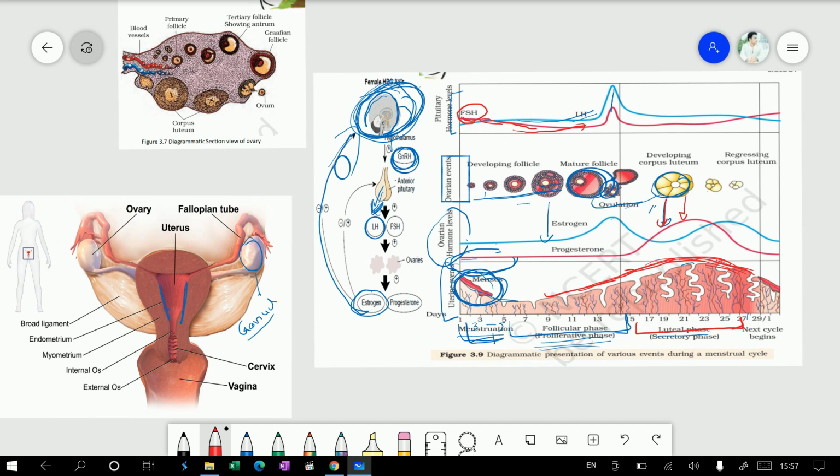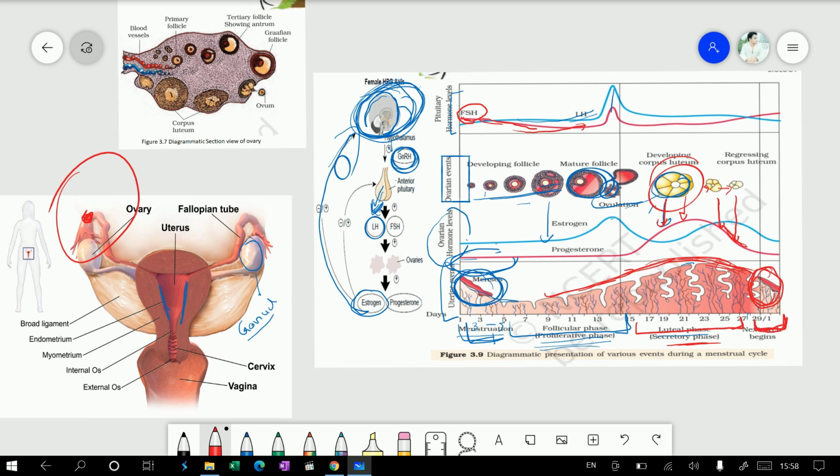But if there is no fertilization, this corpus luteum will degenerate, and because of the degeneration of this corpus luteum, it will lead to a low amount of progesterone, because the corpus luteum is the ultimate source of progesterone, that is why. And as this progesterone decreases, you can see here this uterine wall will no longer be nourished, because the amount of progesterone is very low. So again after the luteal phase there will be the start of the next menstrual cycle.